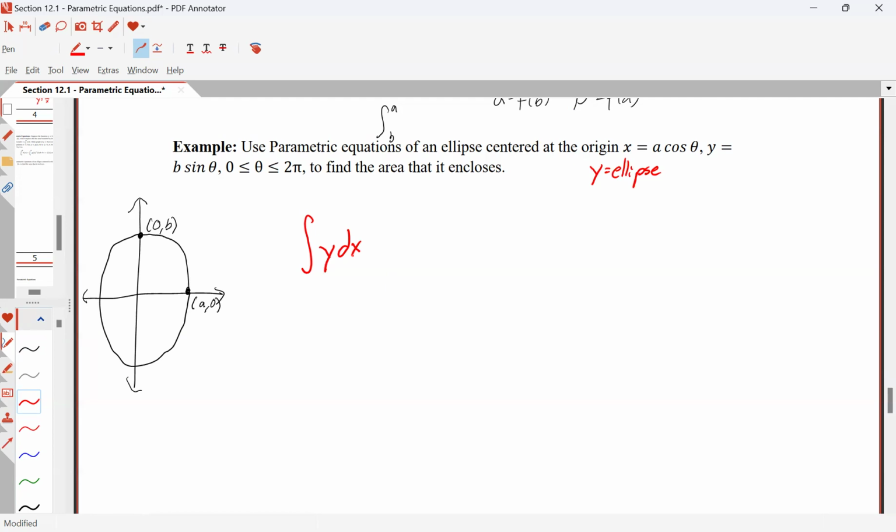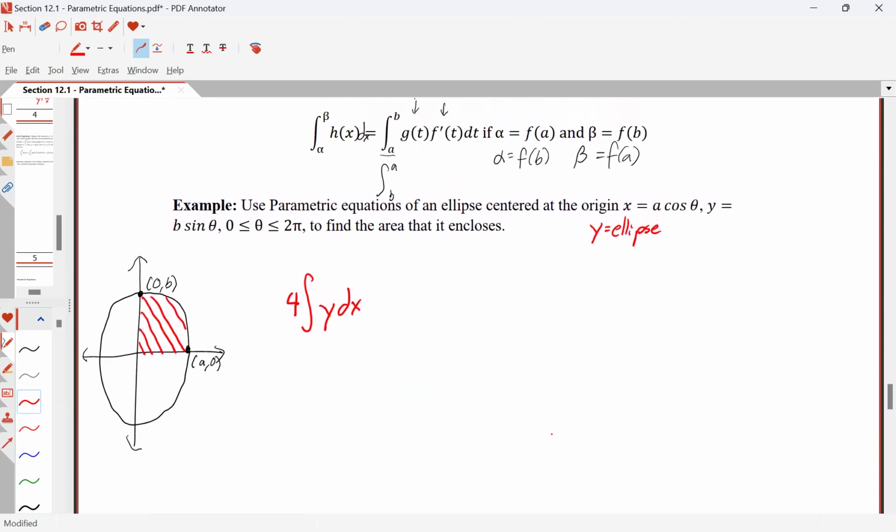Now, since it's a circle, we'd have to worry about bounds. But we know, being an ellipse centered at the origin, if I can find this 1/4 of the ellipse, I have the whole thing by multiplying by 4. So I'm going to take that 1/4 and set up this equation. So we're going to have 4 of those quarters that are shaded in red. And since this is a dx integral, our bounds are going to start as being in terms of x. So that would be from 0 to a.